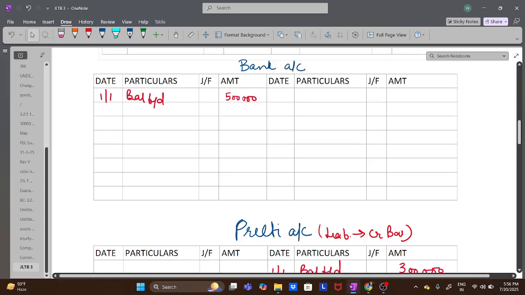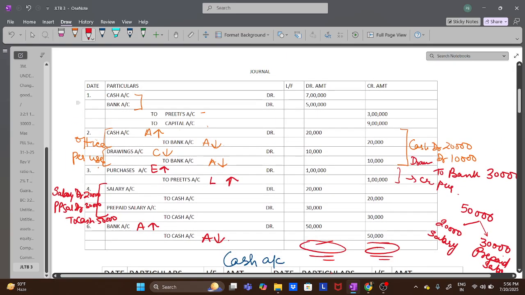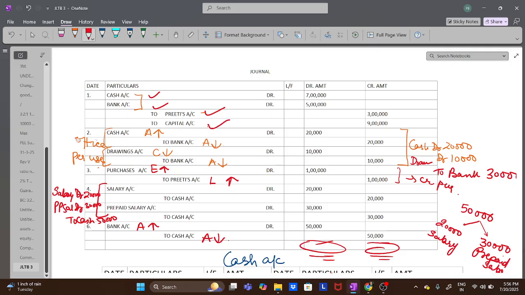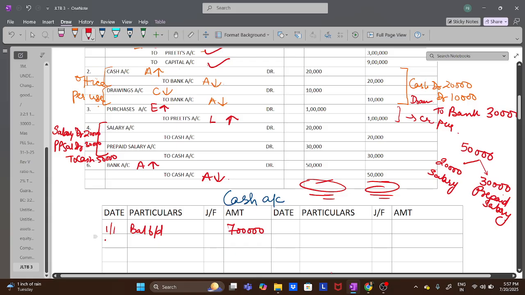Let's move on to the entries. So first, the opening entry is posted by us. So these brought downs we have already shown. Next transaction is you're withdrawing cash from bank. Cash is increasing, bank is decreasing. Amount is 20,000. I repeat, cash is increasing. Why? Bank.